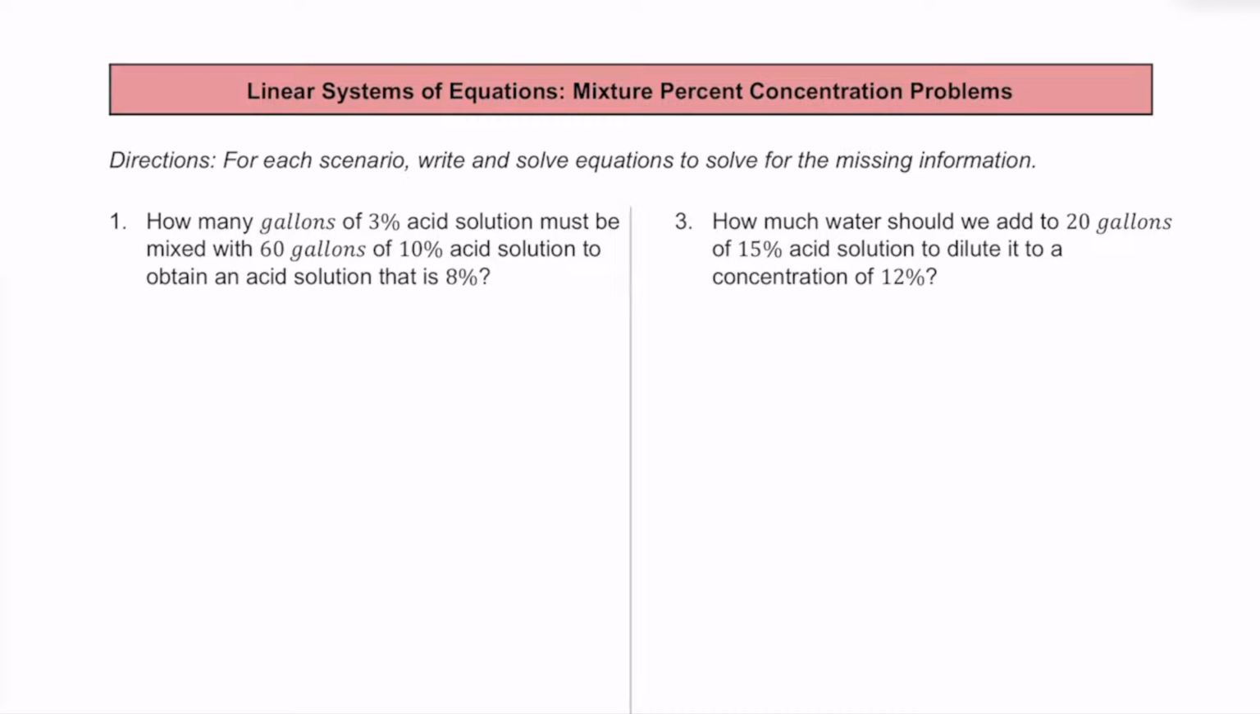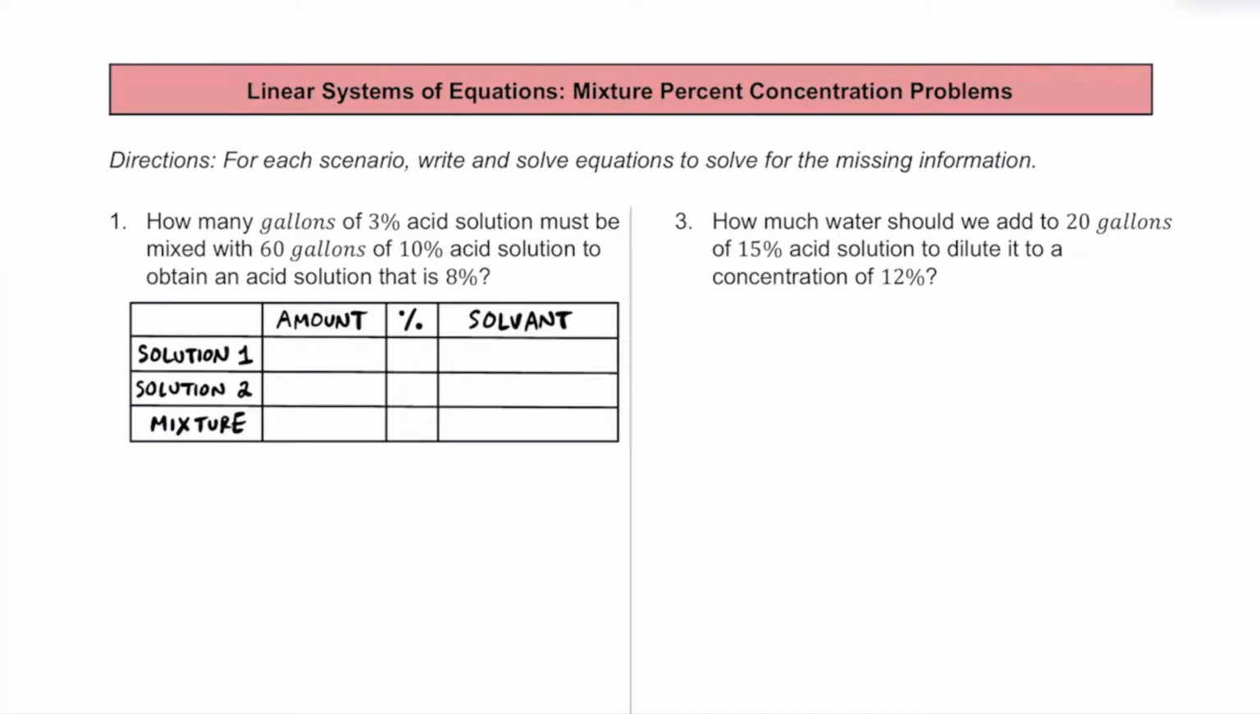To start, I'm going to make a table, so feel free to pause to sketch this out. Basically, we have three rows. The first row is for the first solution, the second row is for the second solution, and the third row is for when you mix them together. Then we have three columns. This is the amount of gallons we're going to have of each one. This is what percent of it is made up of that acid solution. And the third one is what concentration it is altogether.